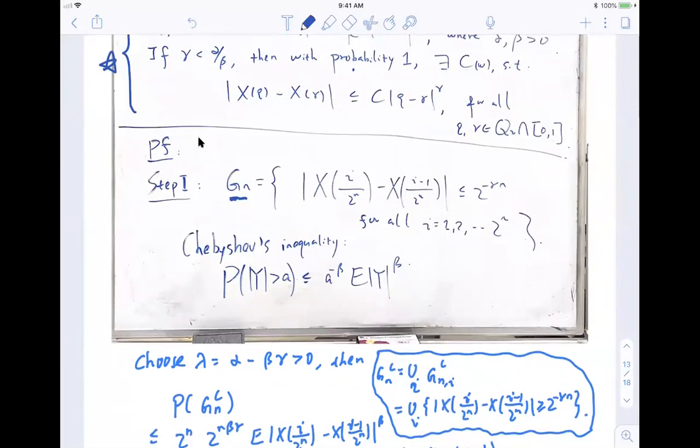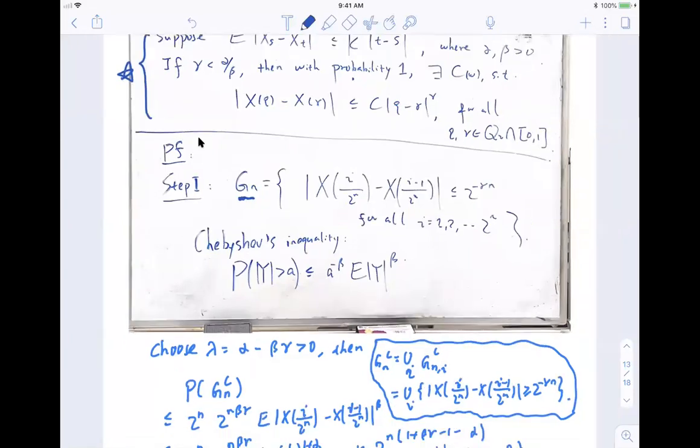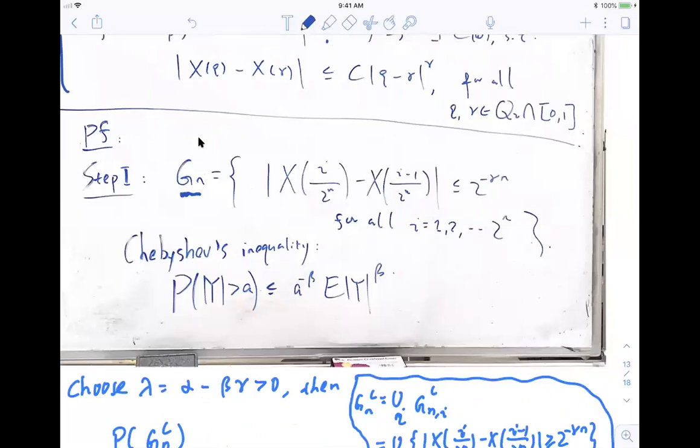Let's define a family of sets, right? So here we choose all the trajectories for which this is true. So what does that say? We want to capture all the omega such that the points are not too far from each other, right? From this point to this point, they are not very far. This is an upper bound for those increments. So G_n says, we want to capture all the omega such that they are not very far from each other.